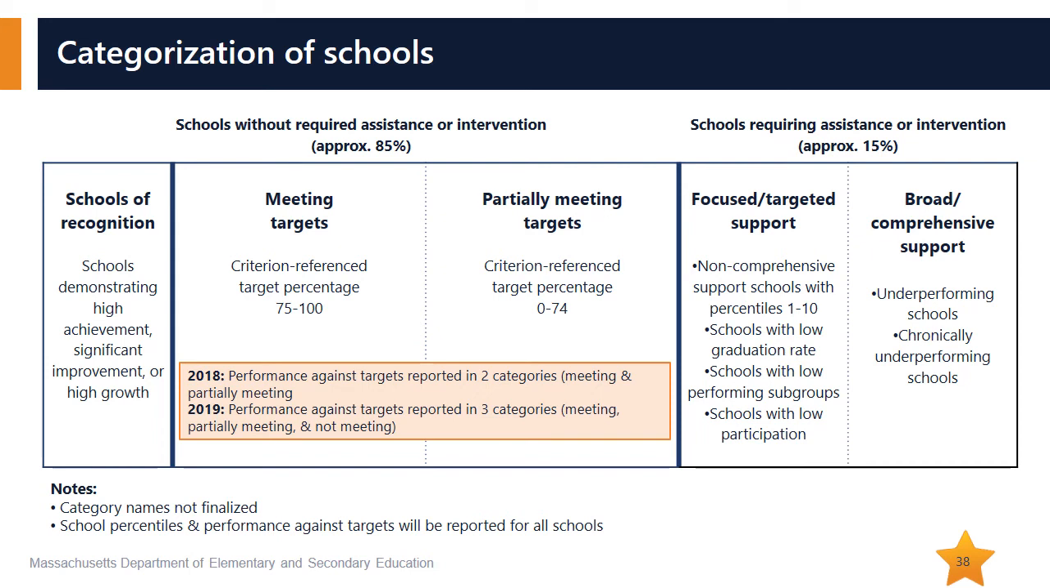They will be used to determine the school's level of need for assistance or intervention by reviewing the criteria from right to left as displayed on this slide. One final note. The category names have not yet been finalized. We expect to finalize them in the coming months.